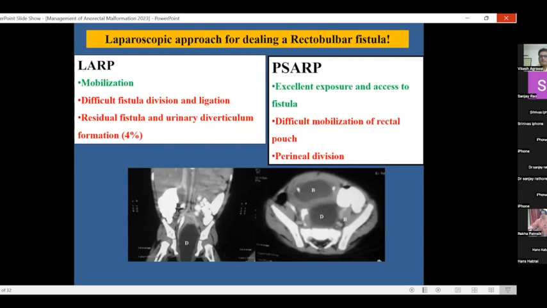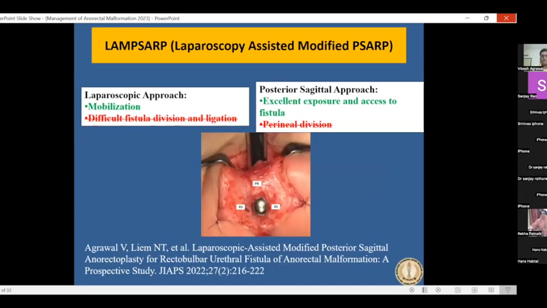I will tell you one very good concept I learned from Professor Nguyen Lin, who is a very famous laparoscopic surgeon in Asia, who works mainly on neonatal surgery and has large experience in anorectal malformation. We take the advantage of laparoscopy by mobilizing the rectum, while the fistula dissection is done with the posterior sagittal approach, and there is excellent exposure and access to the fistula. This is similar to what we do in Stephens' technique, where there is not a complete PSARP. I will show you one video also.